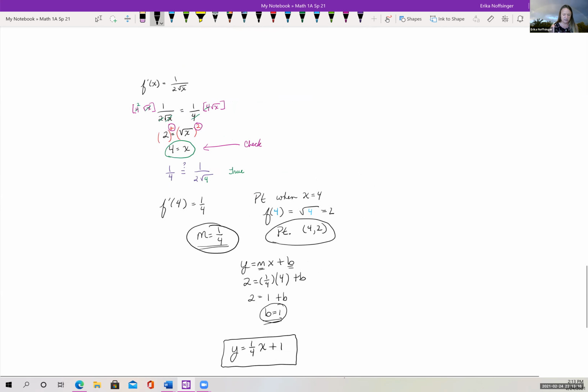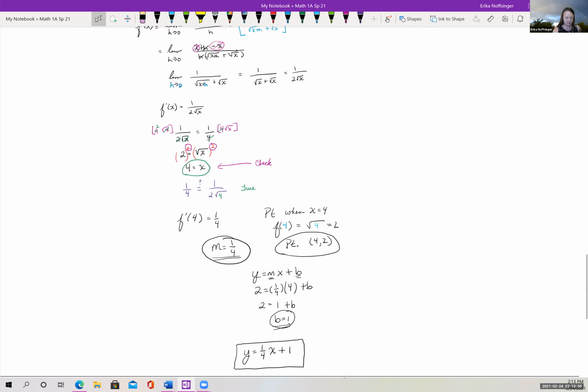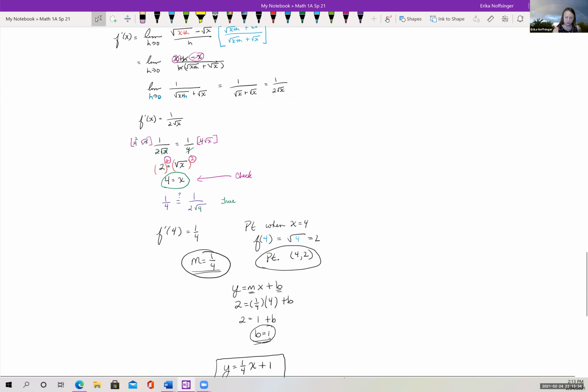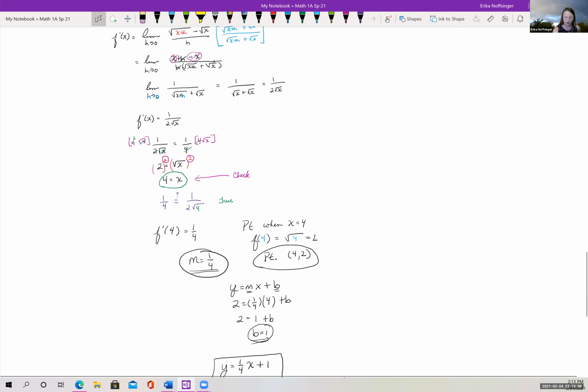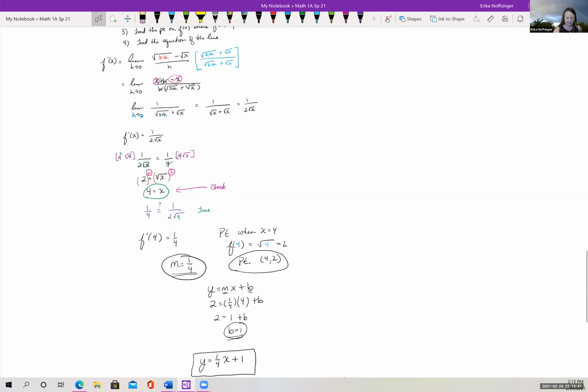Okay, so just to recap what we just did: we were given a function, and we were asked to find a straight line with a slope of a quarter that fell on that function. And so we found the derivative of that function. We set it equal to the slope we wanted for that line, which was a quarter. We figured out what that point was on our function, and then we found the equation of that tangent line.